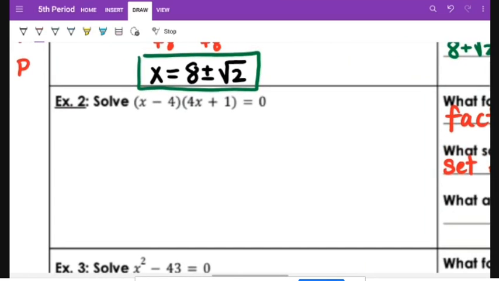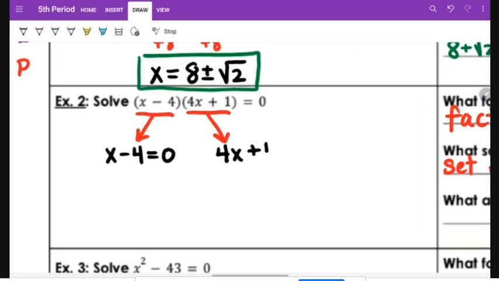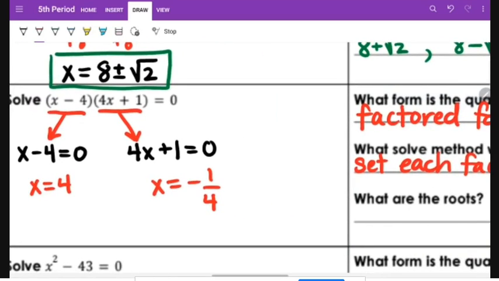So I say this all the time, I'm going to repeat myself again. If we have two factors that are multiplied together and it equals 0, one of the factors has to be 0. So either x minus 4 equals 0 or 4x plus 1 equals 0. We solve each of these for x and we get x equals 4 or x equals negative 1 over 4. These are our two answers, 4 or negative 1/4.